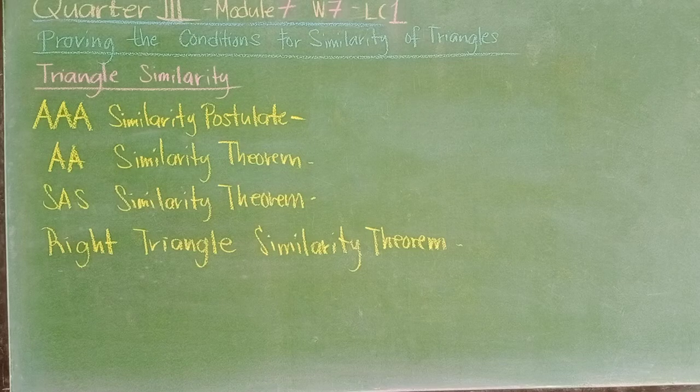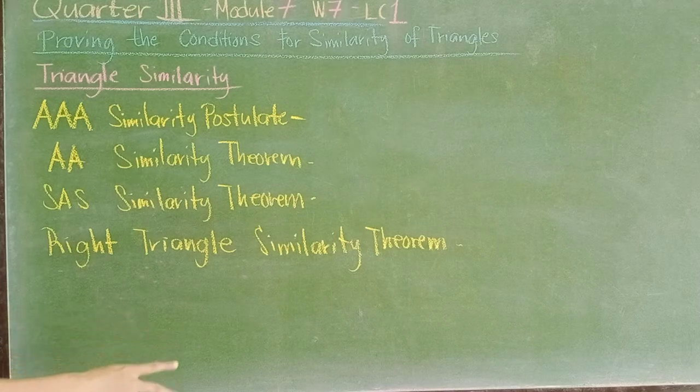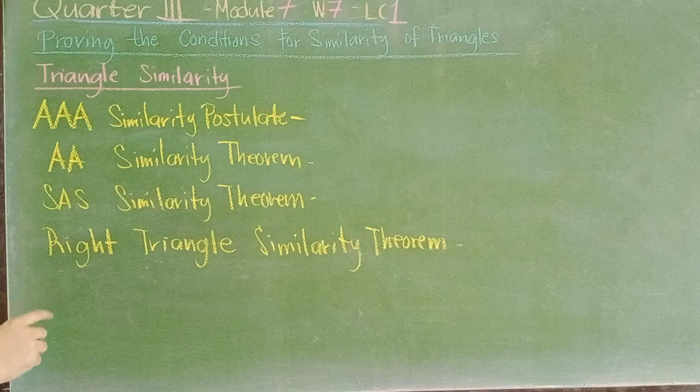So for quarter number 3, module number 7, week 7, LC number 1, proving the conditions for similarity of triangles. So we will start with yung triangle similarities, which are yung angle similarity postulate, then angle similarity theorem, and then side angle side similarity theorem. And then we have yung right triangle similarity theorem with two properties. Yung pinagkaiba lang dito sa may right triangle similarity theorem, yung dalawang properties niya is yung mga geometric means. So we'll start with defining ano muna yung mga yan.